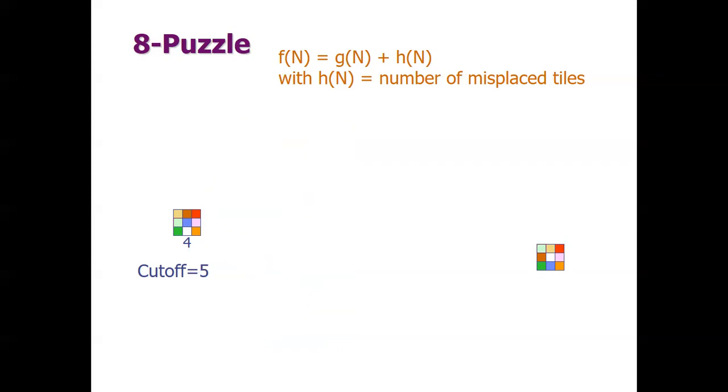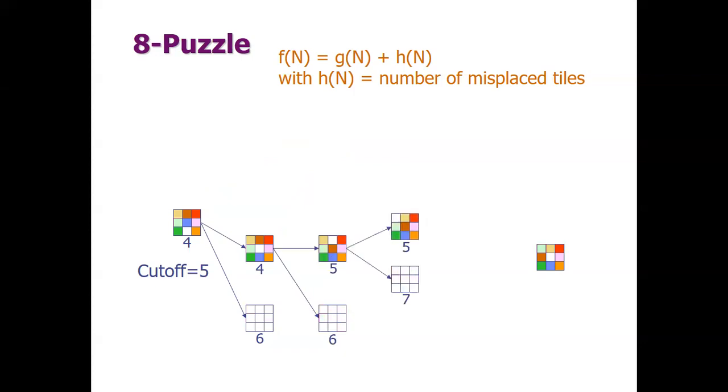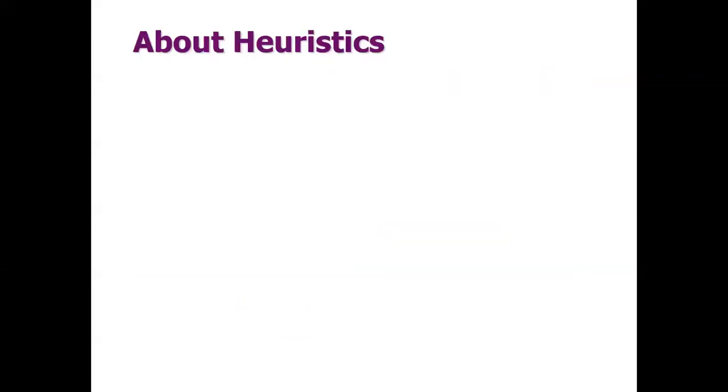So we are increasing the cutoff. When we increase the cutoff, we get this. Now we can include states with cutoff 5. Now our cutoff is 5, and with cutoff 5 we are reaching the goal state. This is an optimal solution.